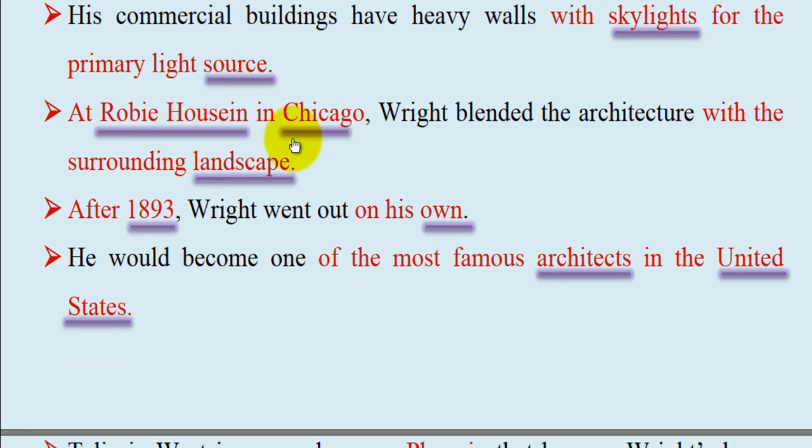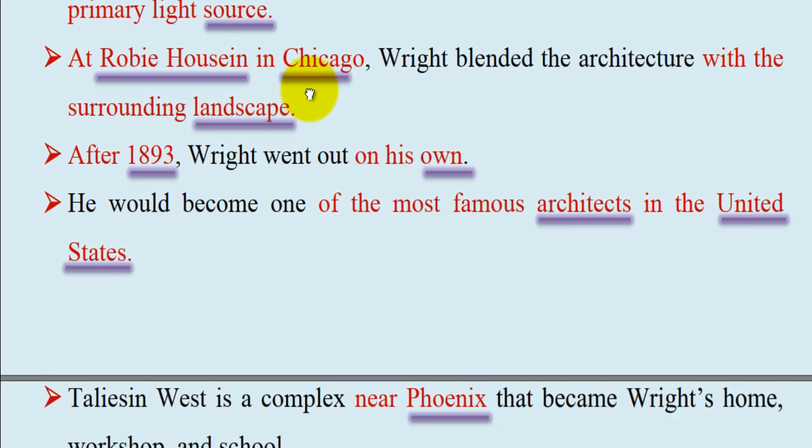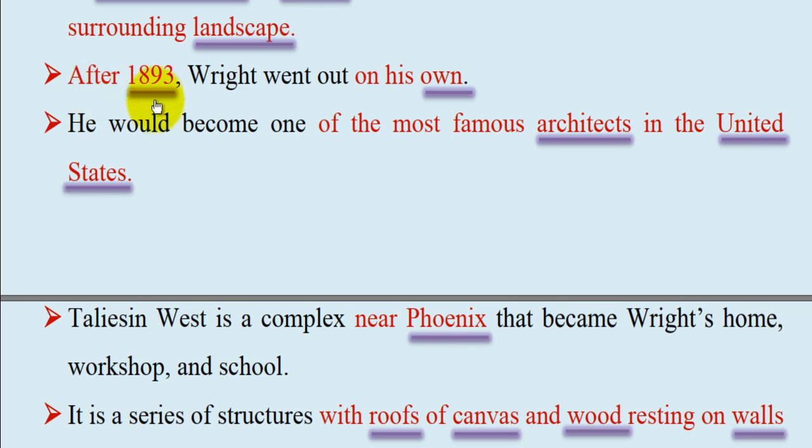At Robbie Hossein in Chicago, at Robbie Hossein is phrase number 1. Robbie Hossein is the object. In Chicago, another phrase, Chicago the object. The architecture with the surrounding landscape, with the surrounding landscape phrase, landscape is an object. After 1893 phrase, the date 1893 is an object. Went out on his own, phrase, own is the object of the phrase.